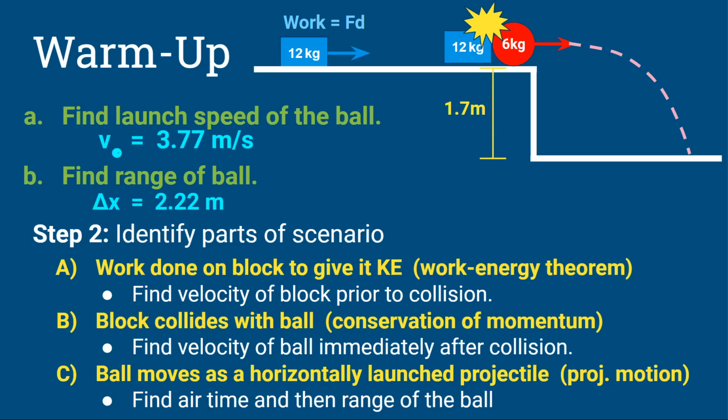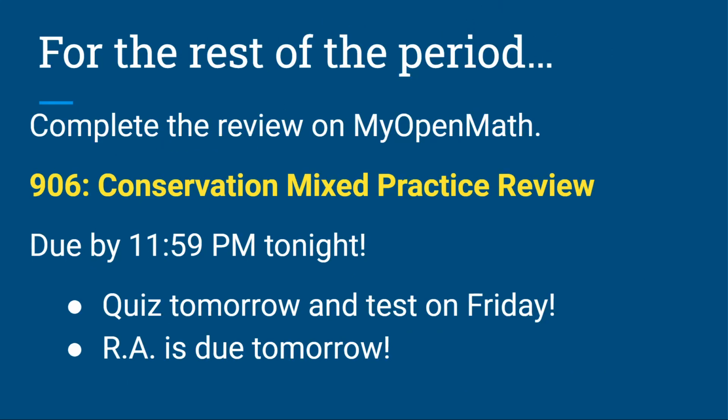All right, so here are the answers to the warm-up. The launch speed of the ball was 3.77 meters per second. The range of the ball was 2.22 meters. Please make sure that you put those answers into MyOpenMath. And if you have any questions about this and haven't asked them, then please make sure that you ask before you leave today, or as you're working, because as I said, you have a question that looks like that on your assignment.